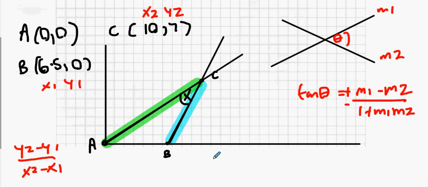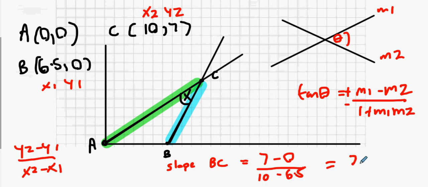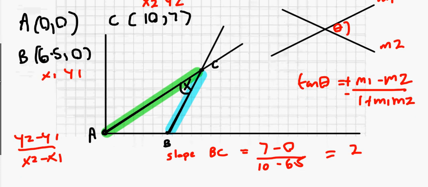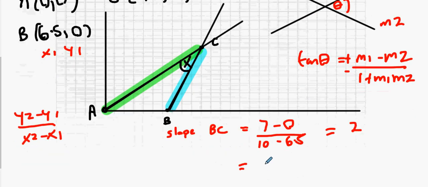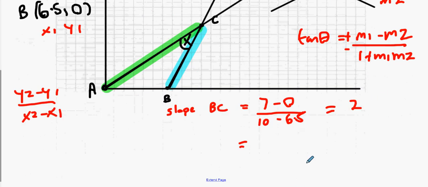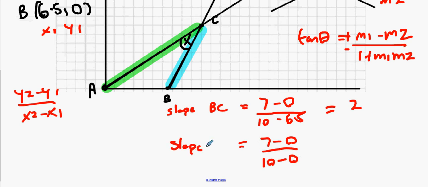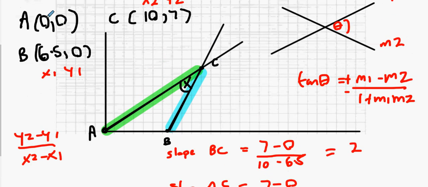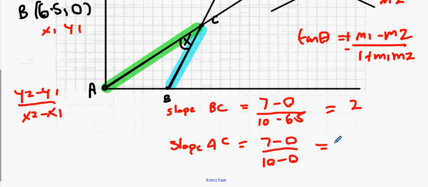So I'm going to get the slope of BC. Slope of BC is 7 minus 0 over 10 take away 6.5. And I think I had it in the previous question, so the slope is 2. No bother. And then we're going to get the slope of A to C. The y value is going to be 7 minus 0 divided by 10 minus 0. This is for the slope of AC, where this is x1, y1, and x2, y2 is 10, 7. And what we're going to get is a slope of 7 over 10.